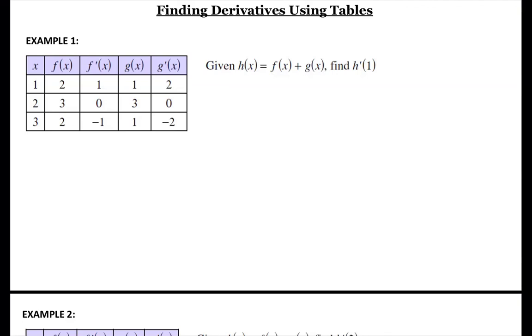Okay, so what we have to do, h of x is a hybrid of two. If I combine f of x with g of x by adding them together, I get h of x. So what they want me to do is find the derivative of h and then plug in 1.